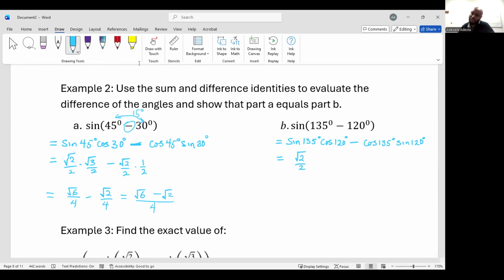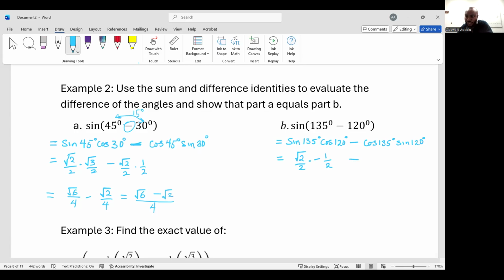Cosine of 120 degrees. I will have it in the second quadrant. The reference angle will be 60, and cosine is negative there. So the reference angle is 60, and cosine of that is 1/2. You can just use your unit circle to get all those values. There is nothing fancy there.